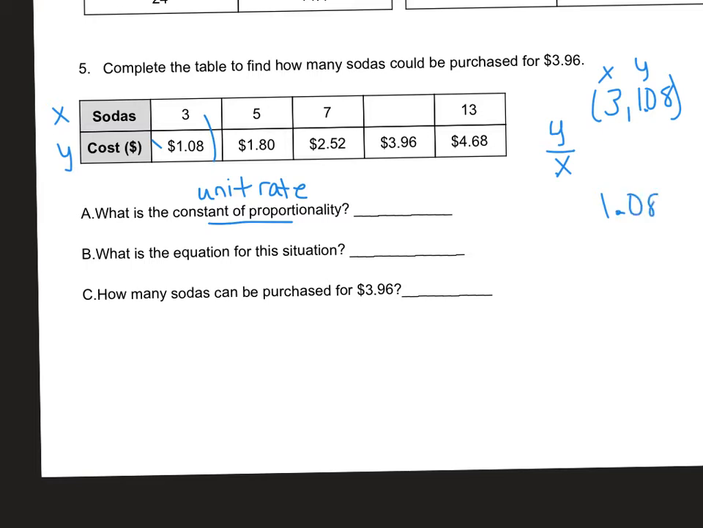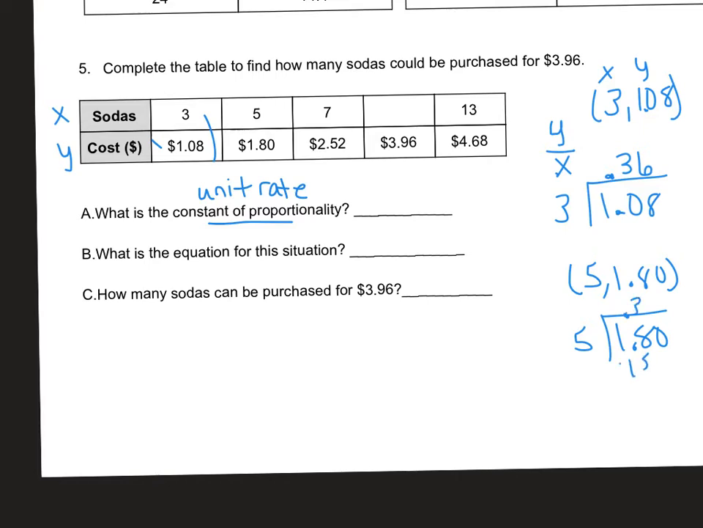So I'm going to take $1.08, divide that by 3, and when I do that, that gives me 36 cents. Well, let me go ahead and take my next ordered pair. 5 sodas cost $1.80. I want to once again see if I divide this, do I get this constant of proportionality? And I realize that this is great. I do. So 5 sodas, right? When I take $1.80 and divide it by 5, I get 36 cents. So my constant of proportionality means that I am paying that 36 cents for one soda. One soda is costing me 36 cents.